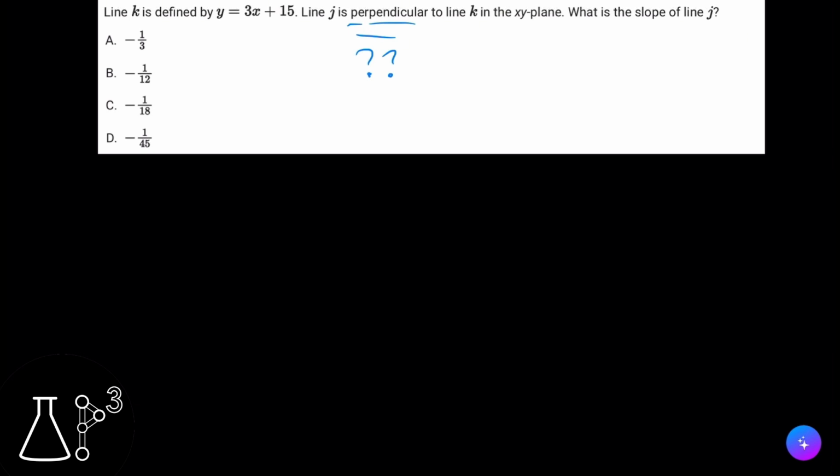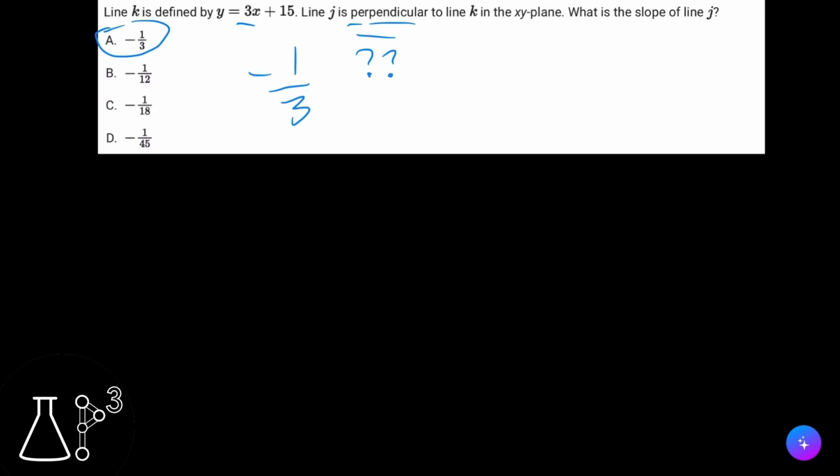How do slopes work for perpendicular lines? The slopes need to be opposite reciprocals. For example, if I have y equals 1/2 x plus 1, the perpendicular line is going to be y equals negative 2x plus 16. So in this case, if I have y equals 3x plus 15, I just need to do the opposite reciprocal, which will be negative 1 divided by 3, making my answer A. If you understand how perpendicular lines work, your answer would be A.